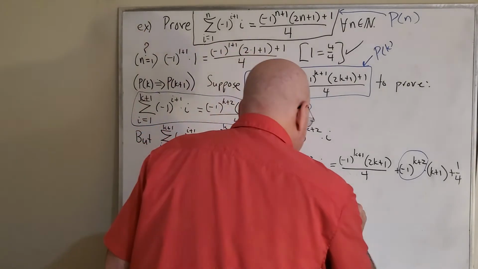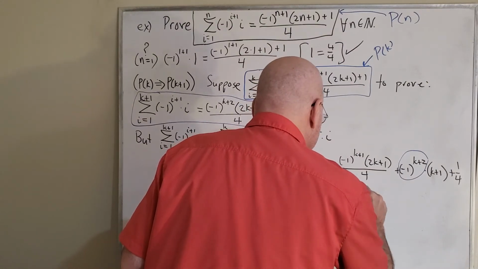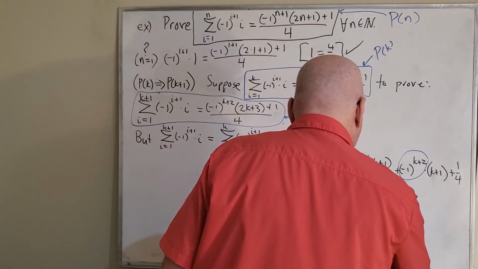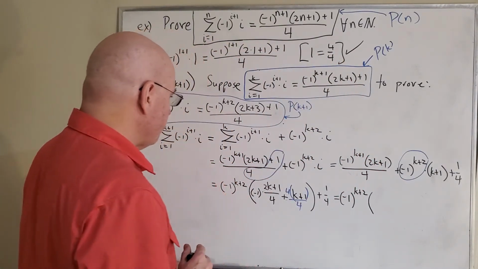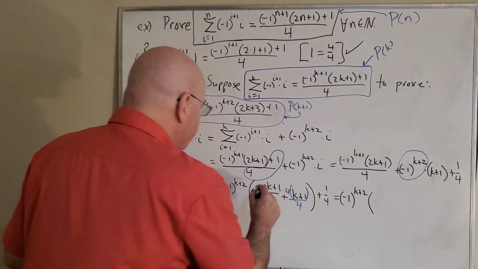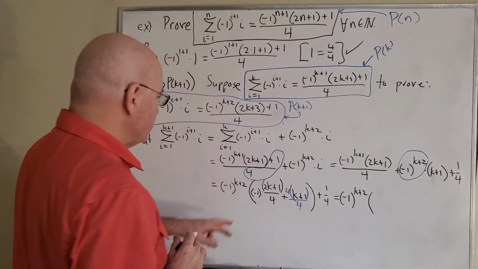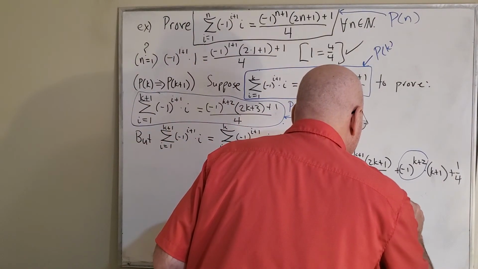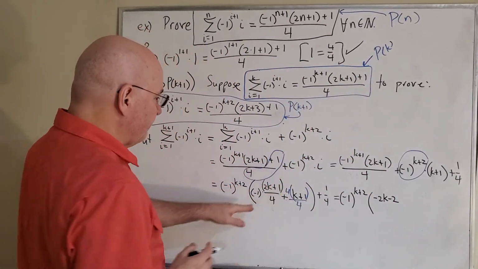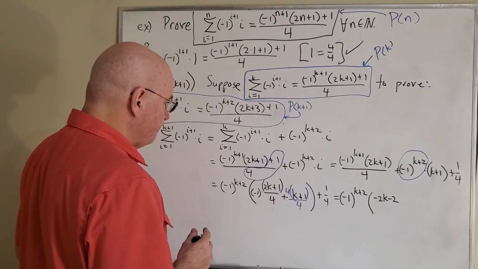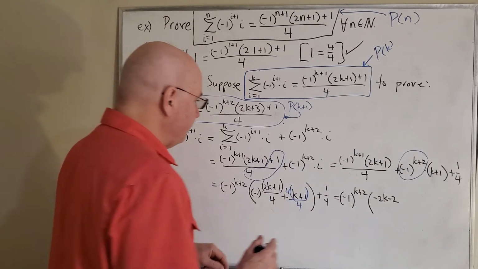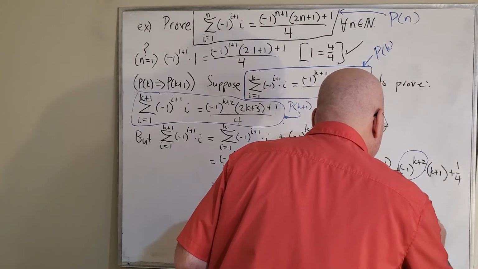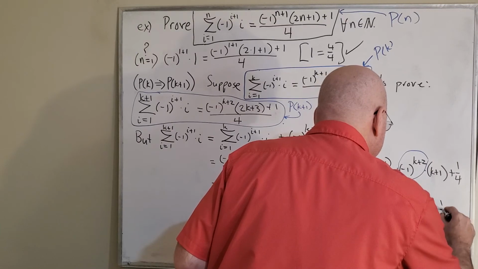So now let's see what we get. I'm going to go to the right here. -1 to the k plus 2. And what do we get? This -1 goes with this fraction, so that's really a -2k minus 2. And I'm going to combine them into one fraction since they have the same denominator. I get a plus 4k plus 4 all over 4. Plus 1/4.